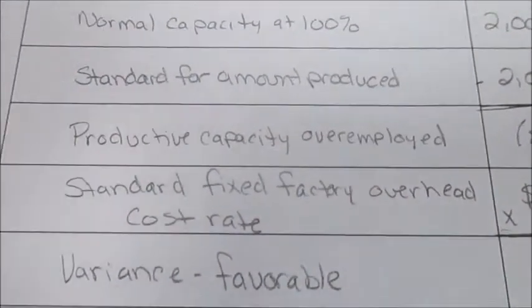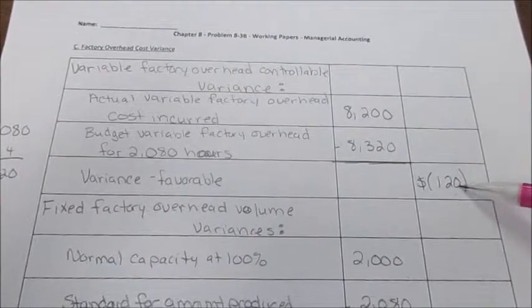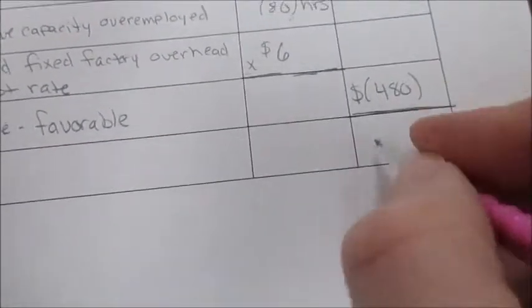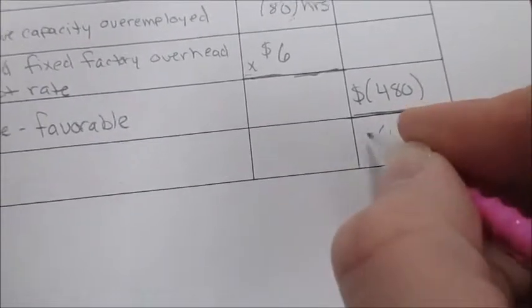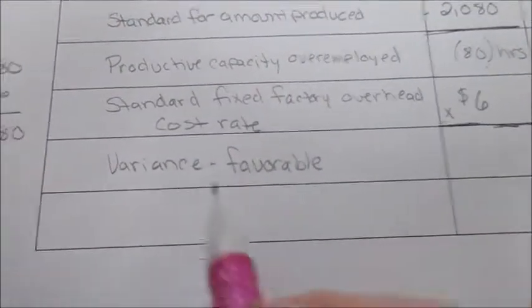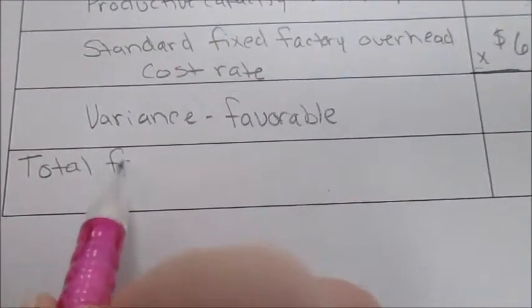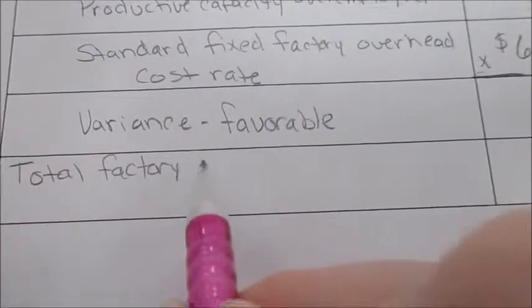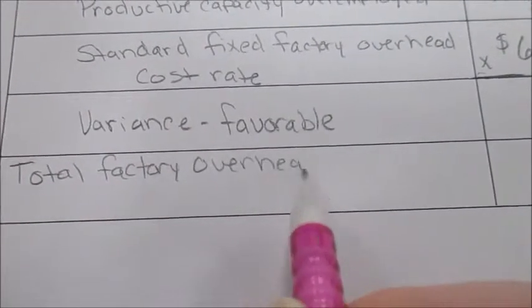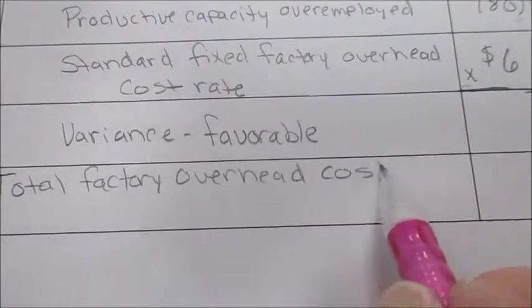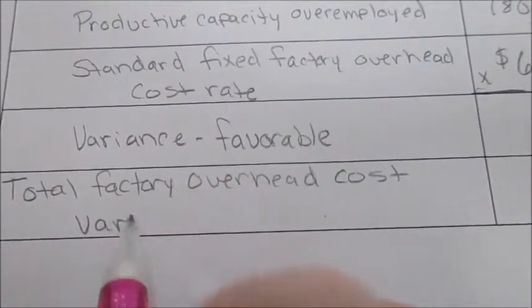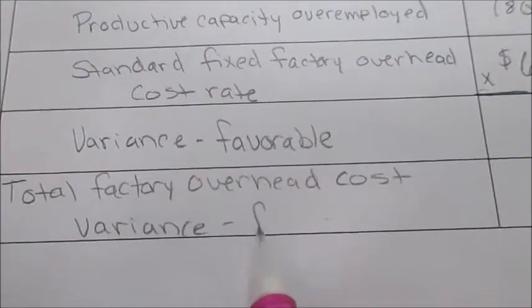And just like we do with direct materials and direct labor, I'm going to take these two and add them together. So my variable factory overhead is at negative 120, my fixed factory overhead is at negative 480, and if I add those together, I'm going to get negative 600. So for our total factory overhead, we saved 600. So I'm going to put right here total factory overhead cost variance, and of course it's favorable.